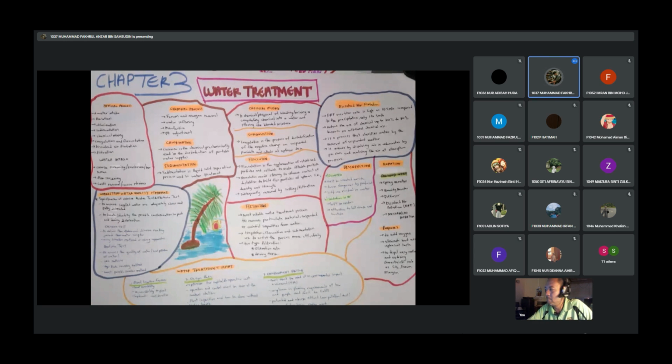Next is dissolved air flotation. In dissolved air flotation the flow rate is as high as 10 to 15 meters per hour, compared to the conventional clarifier of only 1 to 3 meters per hour. It reduces the use of chemicals by up to 20% to 30% because no additional chemical is used. It's a process that purifies water by the removal of suspended matter, achieved by dissolving air in water under pressure and releasing the air at atmospheric pressure.